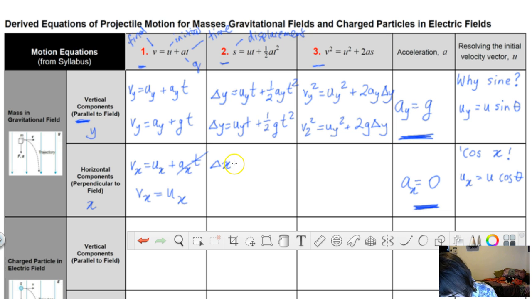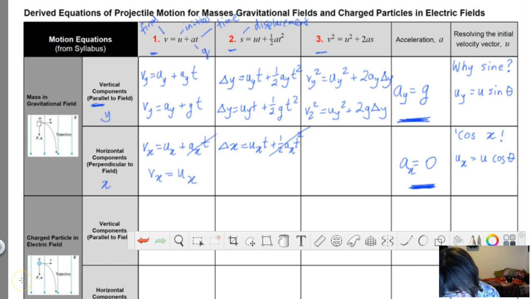For our second equation, our horizontal displacement is given by delta x, or change in horizontal position. And that equals our initial horizontal velocity times time plus half horizontal acceleration times time squared. And again, acceleration in horizontal is 0, so all of this cancels out. After that's cancelled out, we're left with delta x equals ux times t.